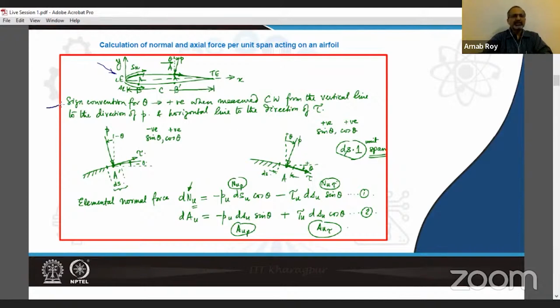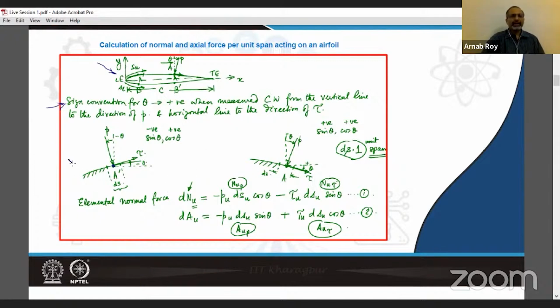And we have mentioned the sign convention for theta whenever we are looking at a specific point on the airfoil surface, either on the upper surface or on the lower surface, and again closer to the leading edge or closer to the trailing edge respectively. The sign convention that we have been following is that theta is considered positive when measured clockwise from the vertical line to the direction of P and horizontal line to the direction of tau. That's the pressure and the shear stress that we are talking about.